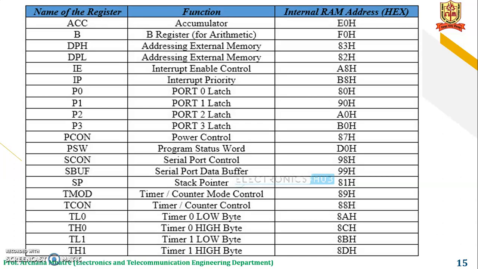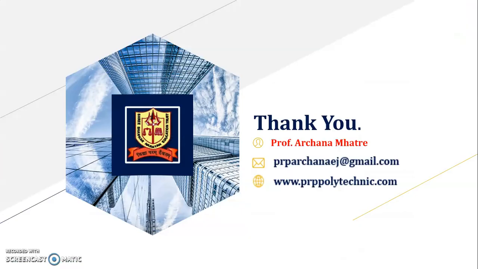Now these are some registers which are used in the 8051 microcontroller, and these are the functions of the particular registers, and this is the internal RAM location of each particular register. For example, the first register is the accumulator, which has many functions: it stores the result of addition, subtraction, that is, arithmetic and logical operations, after the execution, and it has an internal RAM location of E0H. So this is a table which shows the registers of the 8051 microcontroller, their functions, and their RAM addresses. Thank you.